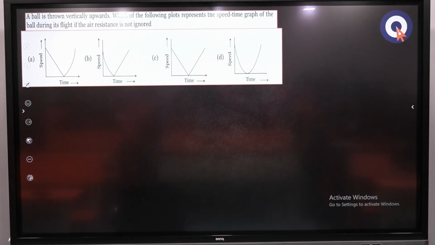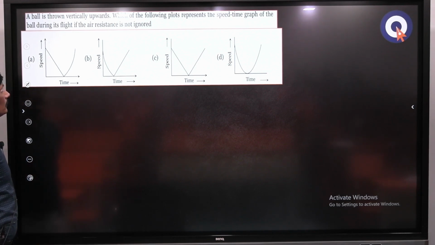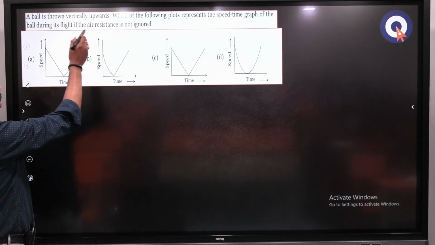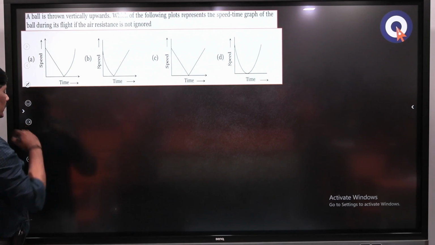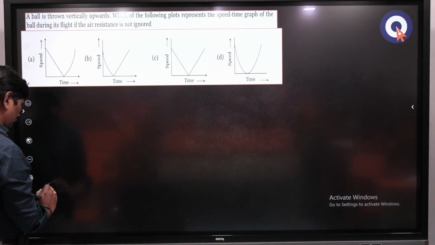So, a vertically projected body is given. Considering air resistance, how the speed of that body changes with time, we have to find from the graph. So before that, how does this air resistance affect the motion of this vertically projected body? Look here.